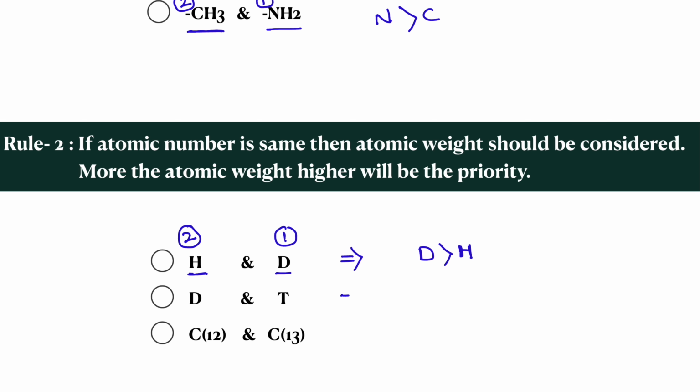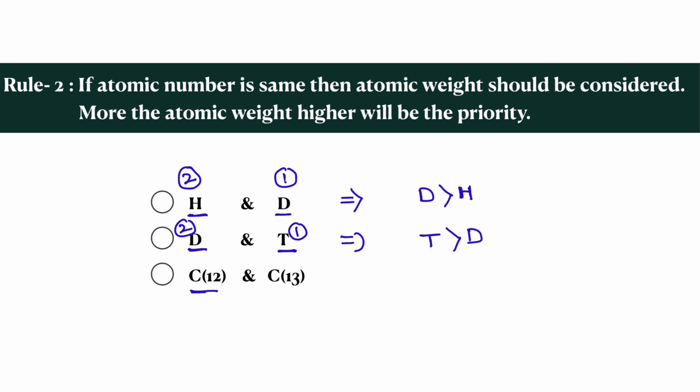In deuterium and tritium, tritium mass number is more when compared to deuterium. Therefore, tritium receives first priority, deuterium receives second priority. You have carbon 12 isotope and carbon 13 isotope.